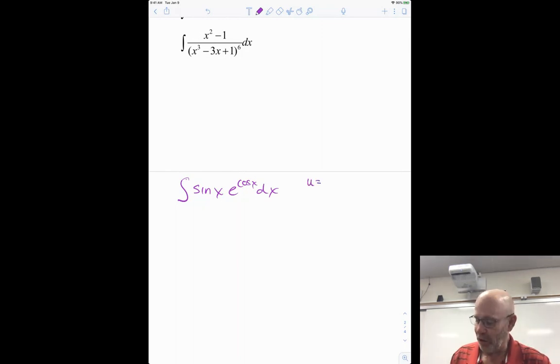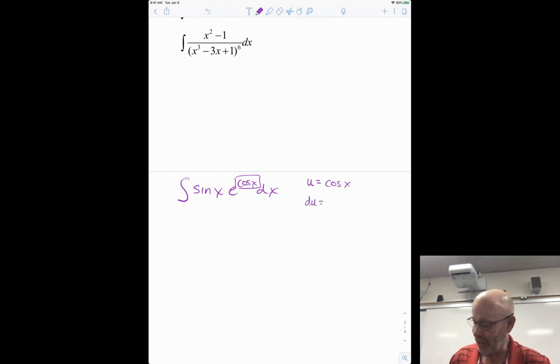So first things first, we make u equal to something. If all else fails, make it equal to the inside part of the composite function. I see a composite function here, do you? I see e to something. Right? It's not e to the x, it's e to the cosine x. So this is the inside part of a composite function. So that's one thing to look for. The other thing to look for is, remember, something different is going to happen now.